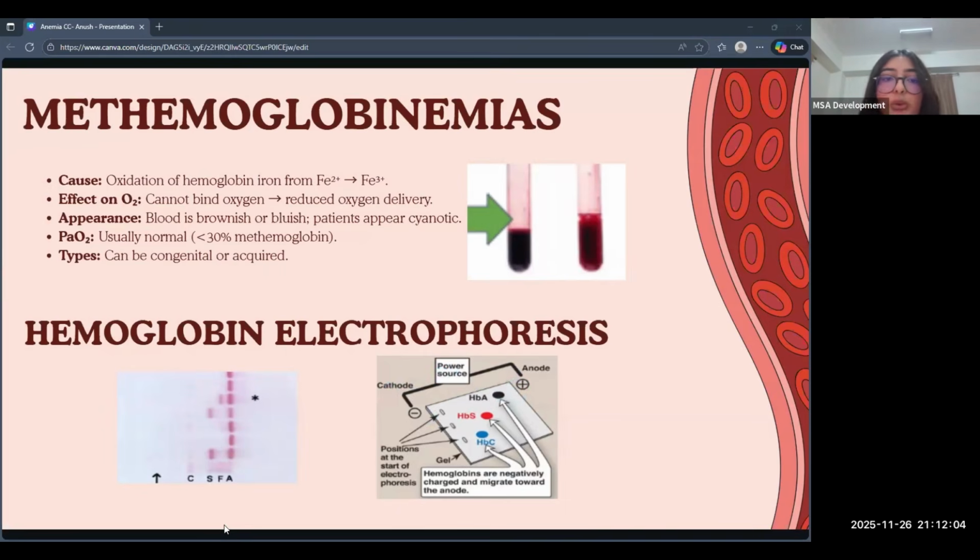What does this do? So hemoglobin, all sorts of hemoglobin, whether that's A, S, C, and so on, they're all negatively charged, okay? So they migrate towards the positively charged anode. And how fast that migrates, we can basically calculate the area and we can take a guess or quantify it and find out which is most present.